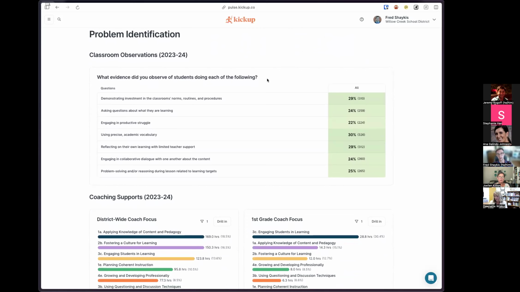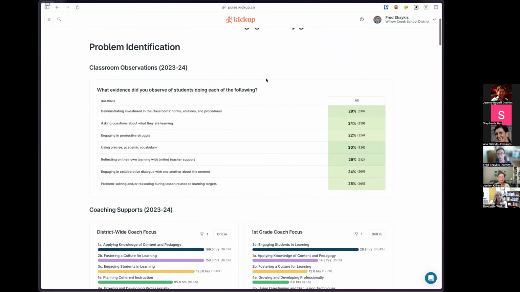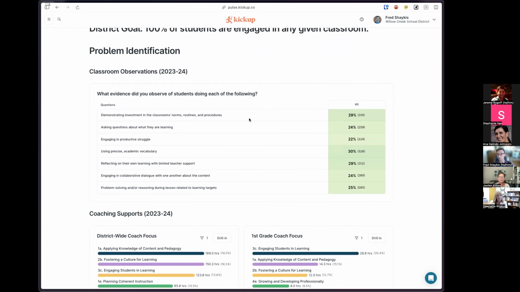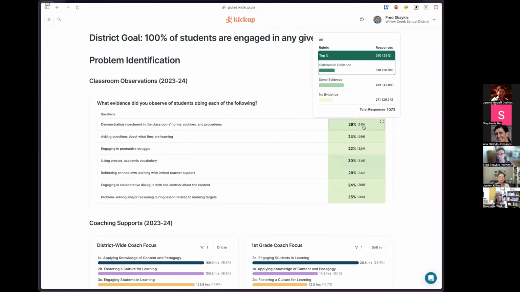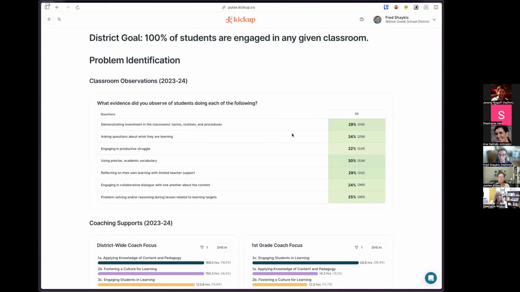And that was a tool that the district developed to help them operationalize what student engagement looks like in practice. And so they could see that across the board, this is a 3-point response scale that they used. They could see that the percentage of classrooms with substantial evidence for these indicators of student engagement was not very high, ranged between 20 and 30%.